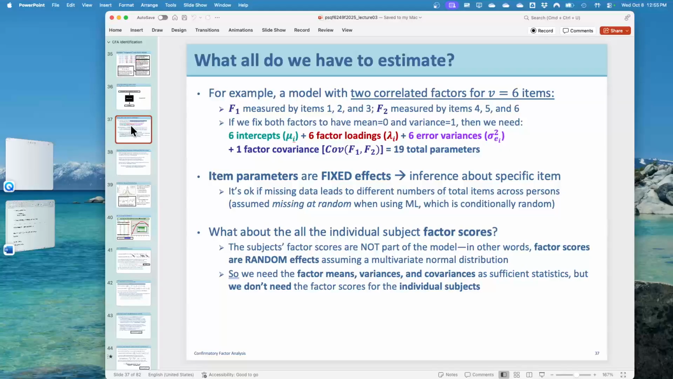They're inference about a specific item. So each item's intercept relates only to that item itself. It's okay if missing data leads to different numbers of total items across people. That's the other thing I should note.